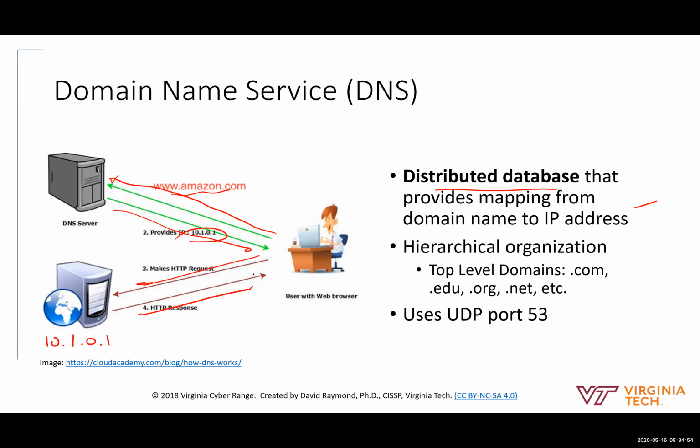And the DNS service runs on UDP port 53. So these services run on specific ports. And the reason they run on specific ports is so that the client knows what port to request the data from on the server that it's sending the traffic to.